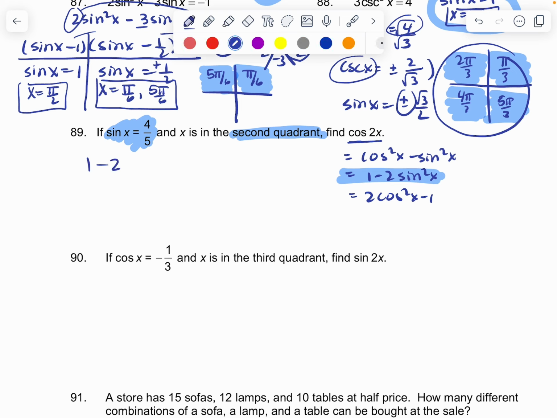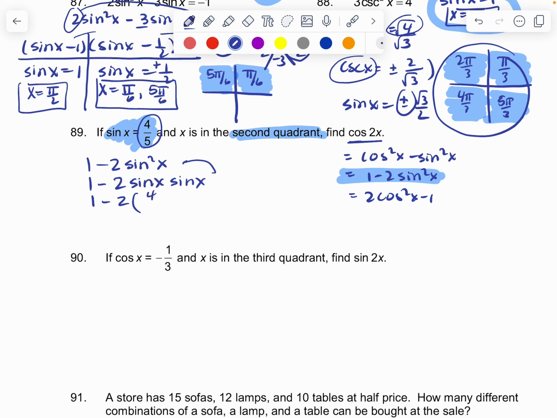So I have 1 minus 2 sine squared x. I'm going to do this a little bit differently because a lot of you had issues with this on the test. What does sine squared mean? Sine squared means the sine of x times the sine of x, right? Isn't that the same thing as sine squared? So now let's plug it in. So this is 1 minus 2 times, what is the sine of x?